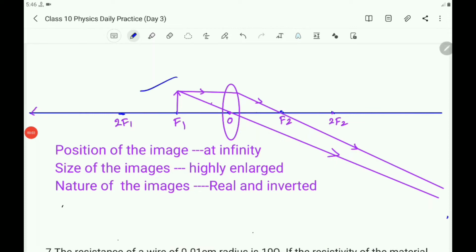In this way you draw the ray diagram and write the position, size and nature of the image. Position of the image is at infinity, size of the image is highly enlarged, and nature of the image is real and inverted, as this image can be caught on the screen.